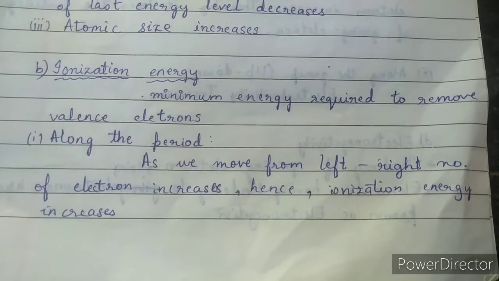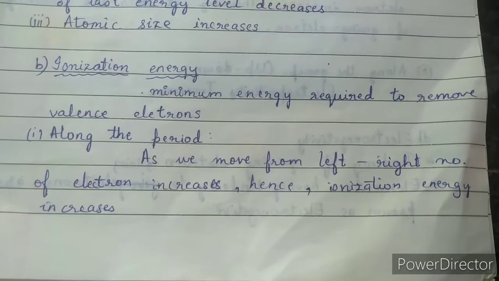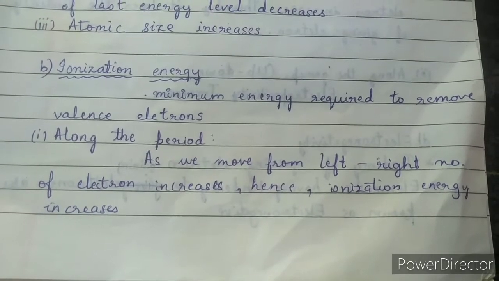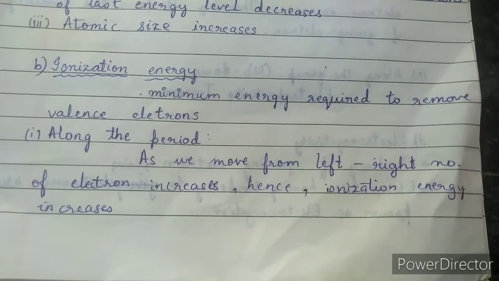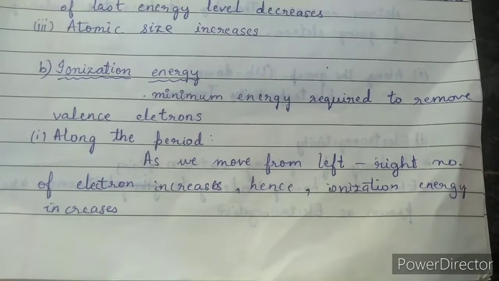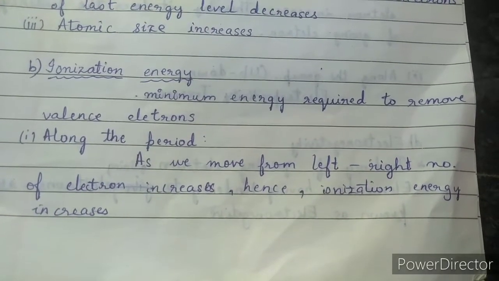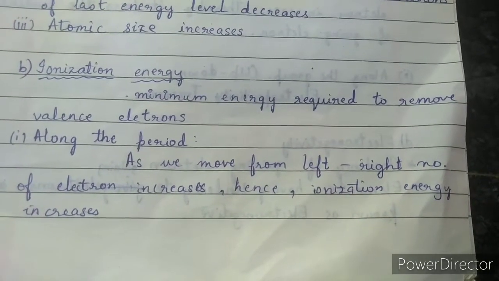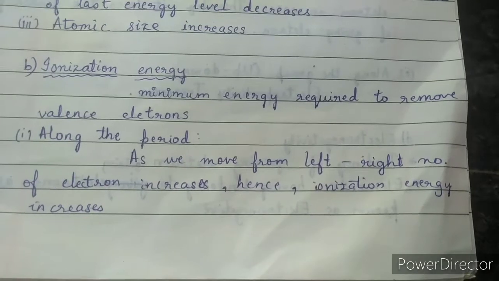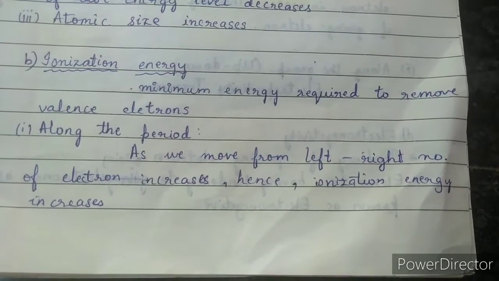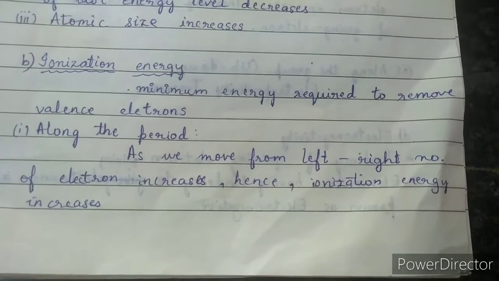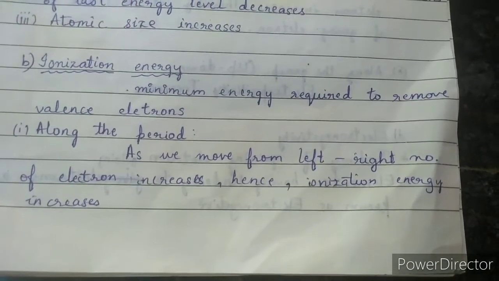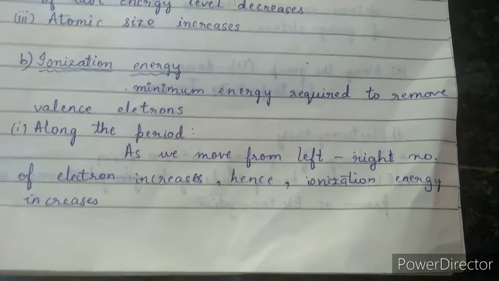Ionization energy: the minimum energy required to remove the valence electrons. One by one we are going to see this. First one is along the period. As we move from left to right, the number of electrons increases. Hence, the ionization energy increases. Ionization energy means the energy required to remove the valence electron. As we move along the period, more electrons are added from left to right, so we need more energy to remove the electrons. Therefore, ionization energy increases along the period.